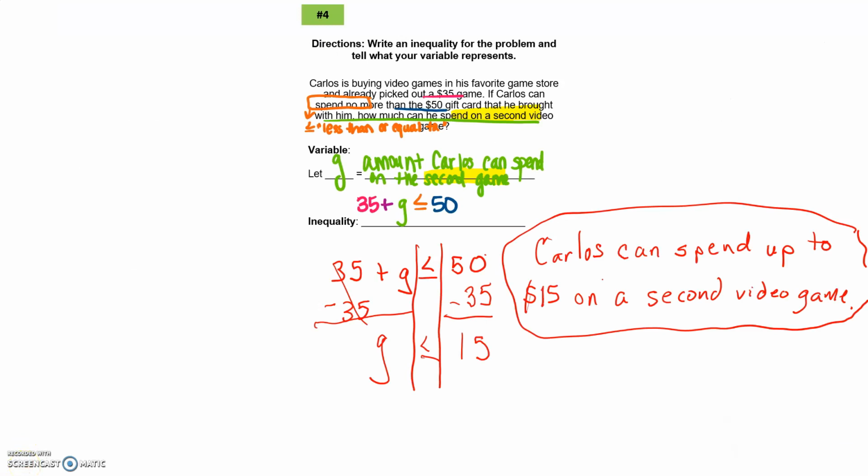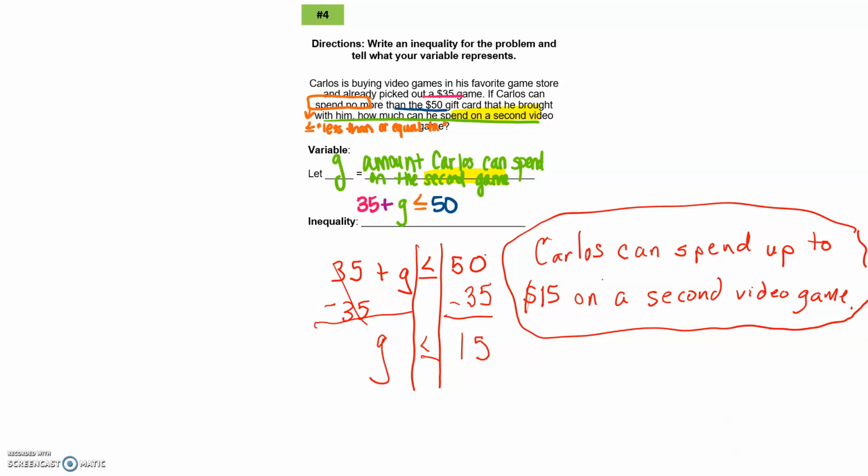All right, so I decided to use G as my variable, and G was going to be equal to the amount Carlos can spend on the second game. For the inequality, I knew he had already spent $35, and that I was combining that with the cost of the second video game. So I needed to add. So 35 plus G is going to be on the left-hand side. The words "can spend no more" told me that I needed to use a less than or equal to sign, and then the amount that he had was $50 on his gift card. So the inequality was 35 plus G is less than or equal to 50.